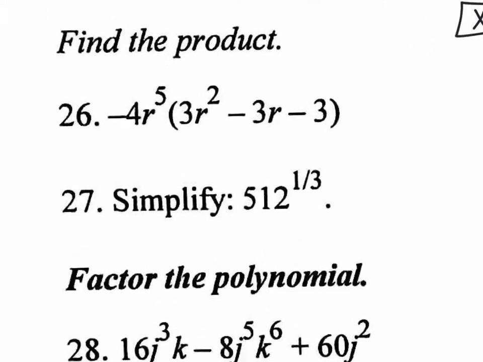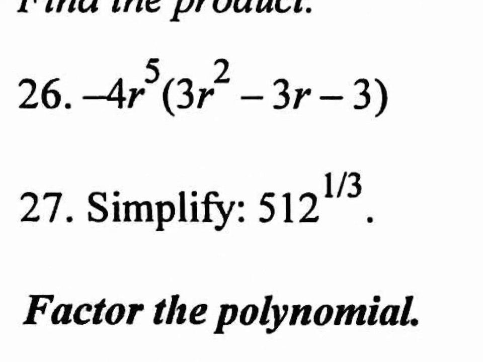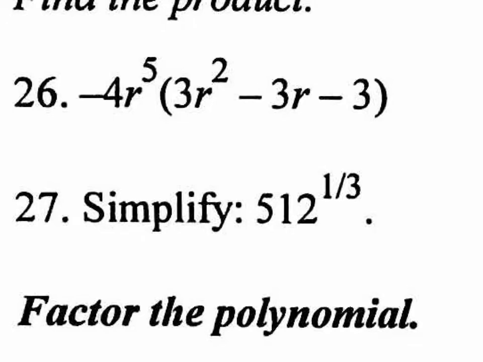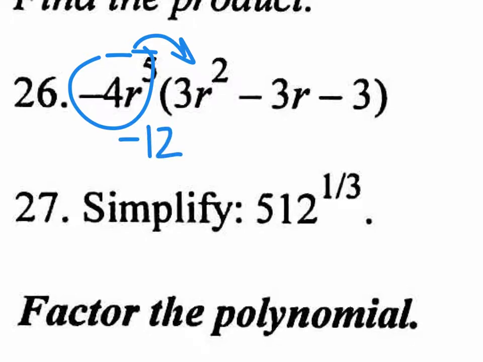Number 26, find the product. That's too easy. That's simply distributing. So let's distribute negative 4r to the 5th times 3r squared. Negative 4 times positive 3, that's negative 12. And r to the 5th times r to the 2nd.